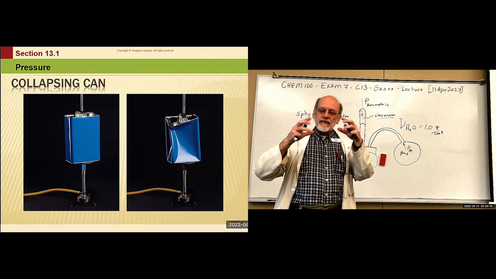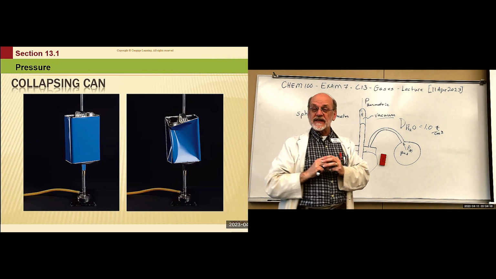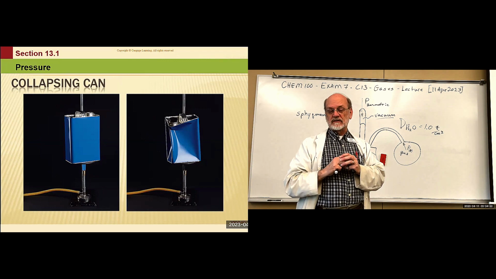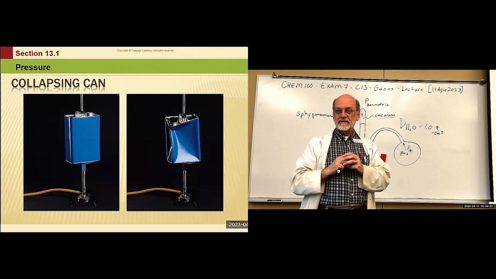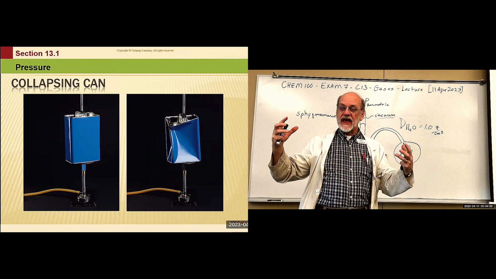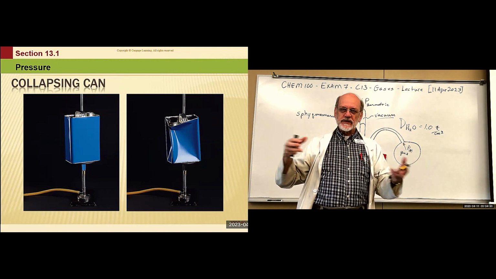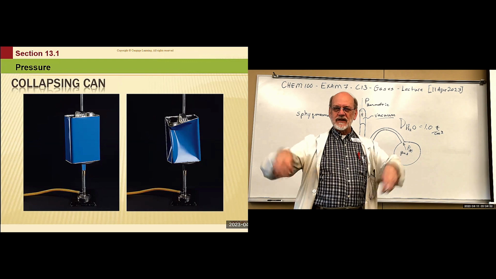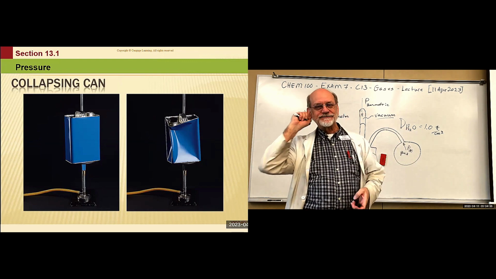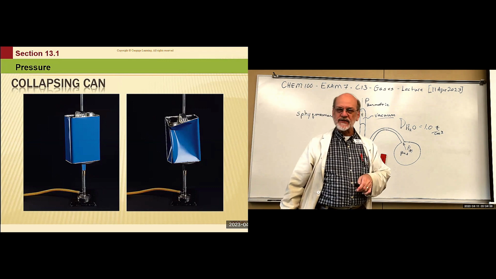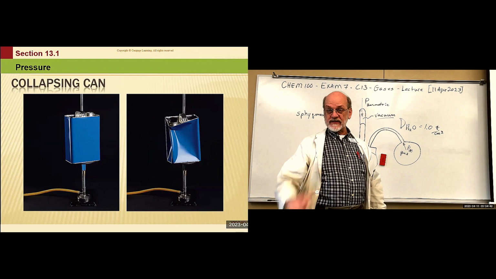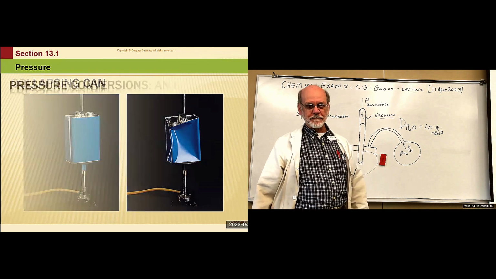As the water vapor condenses back into liquid, what does it leave behind? It leaves behind a vacuum, or very low pressure. And the pressure on the outside of the can is still the same. So if you decrease the pressure inside, the pressure outside is now sufficient to crush the can. We know gases exert pressure. This is one example, one demonstration.